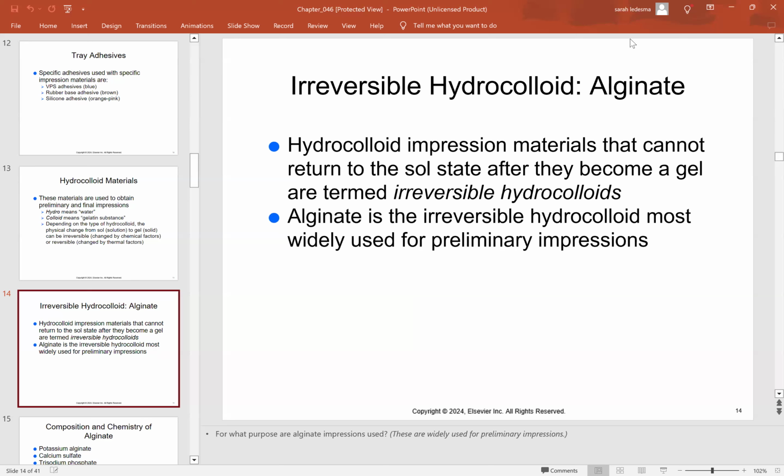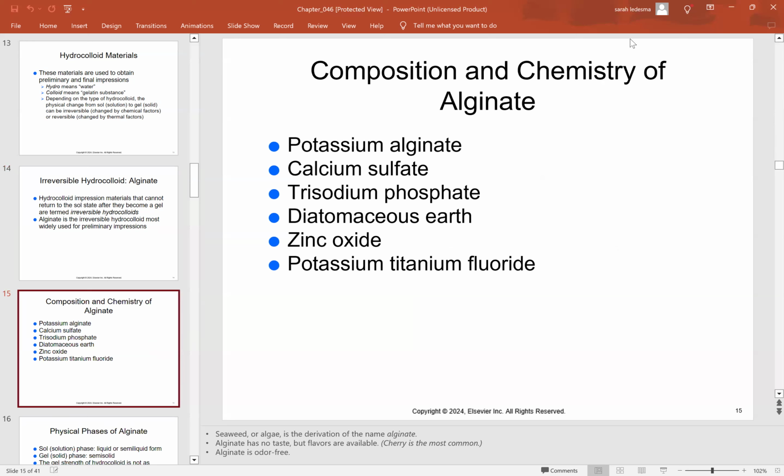Irreversible hydrocolloids, such as alginate hydrocolloid impression material, cannot return to the sol state after they become a gel. This is termed irreversible hydrocolloids. Alginate is the irreversible hydrocolloid that is most widely used for our preliminary impressions. The composition and chemistry of alginate is potassium alginate, calcium sulfate, trisodium phosphate, diatomaceous earth, zinc oxide, and potassium titanium fluoride.